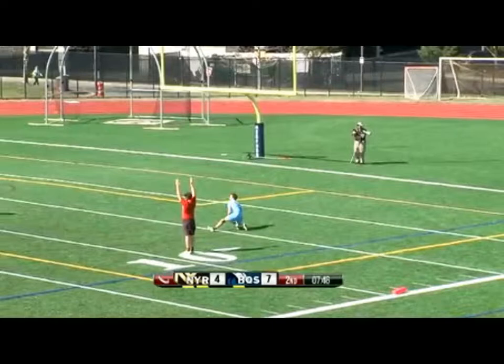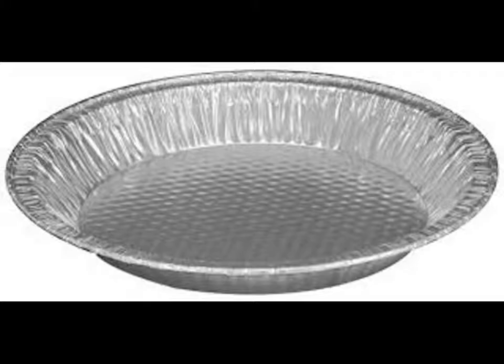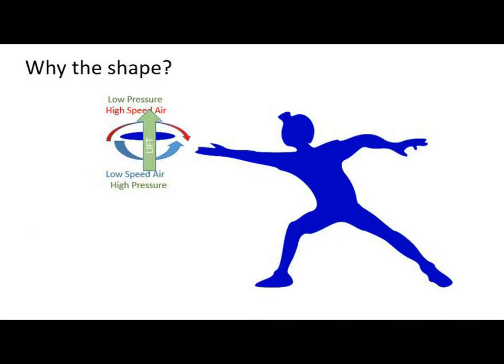Have you ever wondered why a frisbee is shaped like an upside down pie plate? The curved edge of a frisbee acts much like the wing of an airplane. It creates a high pressure at the nose of the frisbee, which accelerates the air over the top of the frisbee. The faster air moving over the top of the frisbee causes a difference in pressure between the top and bottom of the frisbee that results in lift.